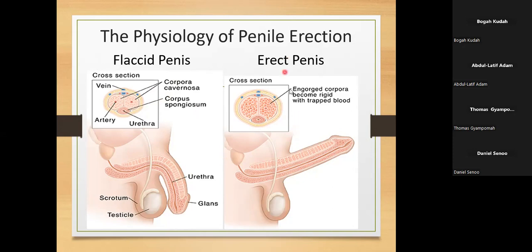Now in the erect state, over here, the arteries have expanded, all right, and then it is allowing more blood. Once it allows more blood, it impinges on the veins. Once it impinges on the veins, blood flow out of the penis will be limited, and then all the blood will remain in the penis to cause it to erect. It's very, very interesting and simple. Right.